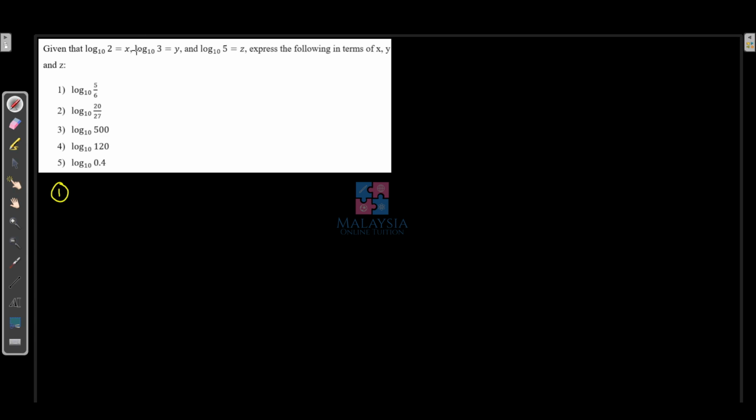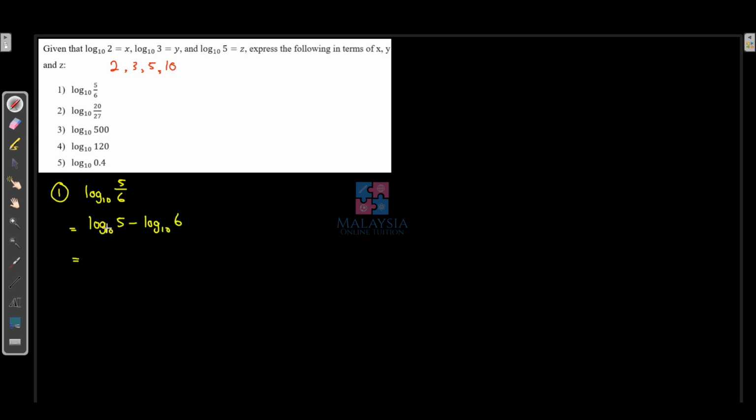Okay, so remember that the numbers you can use for this question are 2, 3, 5, and of course 10, because we have this log to be base 10, right? So for the first one, log base 10 of 5 over 6. Now you can change this into log base 10 of 5 minus, because remember division means minus, log base 10 of 6. So how to get the number 6? Of course, 2 times 3.